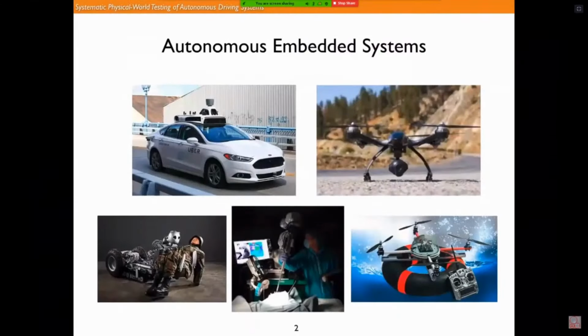So due to the advancement of machine learning techniques and the embedded system hardware, autonomous computing is a hot concept being pervasively applied in different domains. Here I show several: transportation, drones, robotics, and medical cyber-physical systems. So among these domains, autonomous driving seems to be a very promising application.